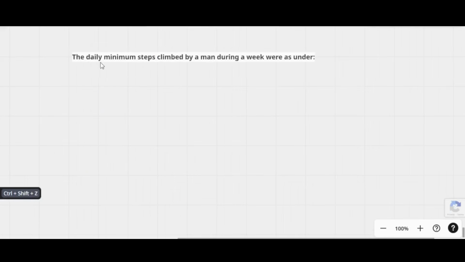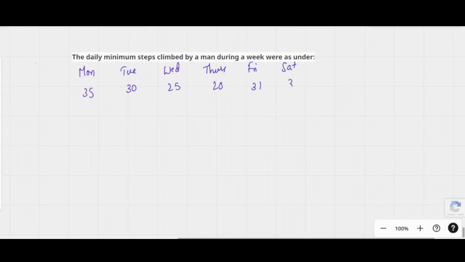Yes, they have given the daily number of steps climbed by a man during a week as under. On Monday he was able to climb 35 steps. On Tuesday, he was able to climb 30 steps. On Wednesday, 25. On Thursday, 20. On Friday, again 31. On Saturday, 32. So you have to find the minimum steps climbed by the man during a week.